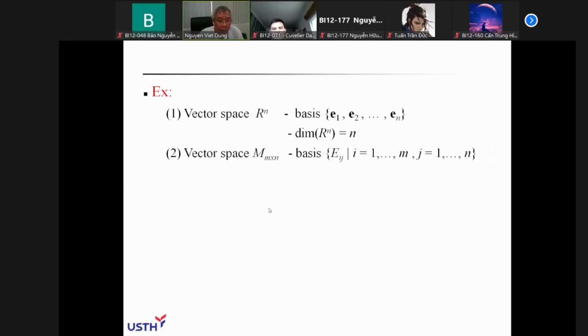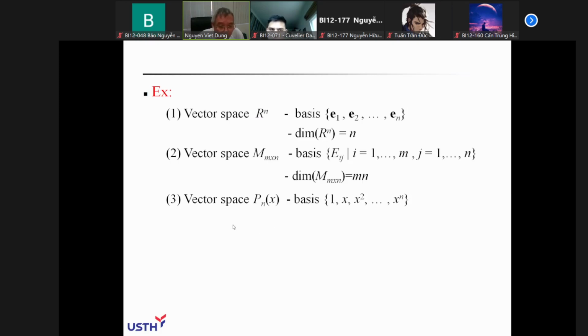The next one is the vector space M_{m×n}, that is the vector space of m by n matrices. We know already that it has a standard basis consisting of E_ij, with i from 1 to m and j from 1 to n. So we count the number of elements inside here, which is m by n. So the dimension of that equals exactly the product of m and n.